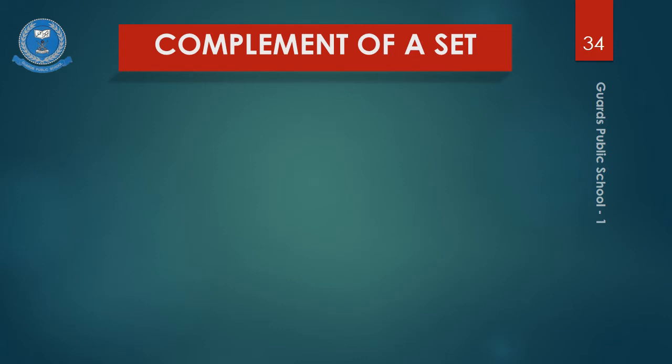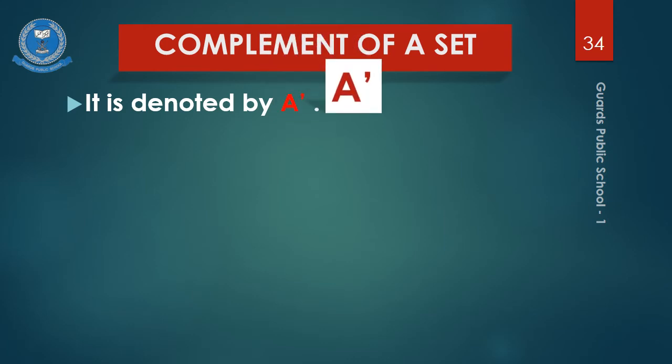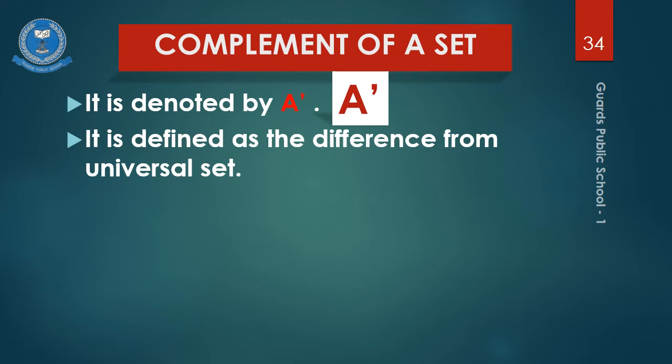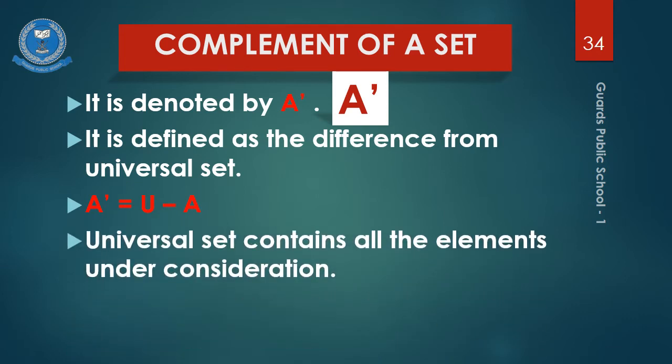Complement of a set is denoted by A complement. We write capital A and a comma on its top. It is defined as the difference from the universal set. The formula for finding A complement is equal to universal set minus A. Universal set contains all the elements under consideration.